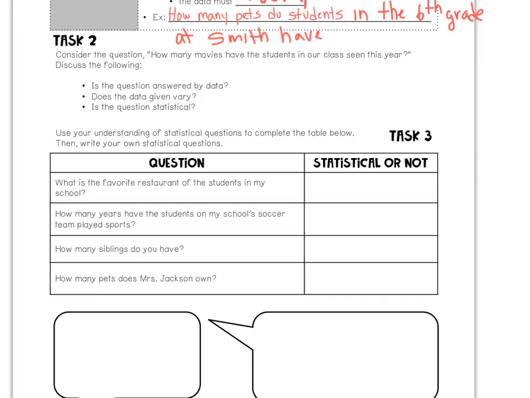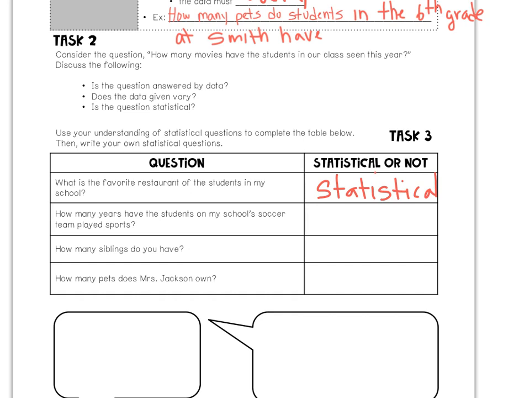So now let's use the understanding of statistical questions to complete the table below. We're going to write whether it's statistical or not. What is the favorite restaurant of the students in my school? Okay, so we're going to be collecting data. Yep, this one will be categorical. Will it vary? Yep. So this is a statistical question. Statistical. Great.